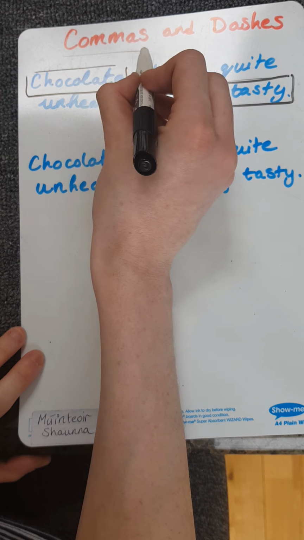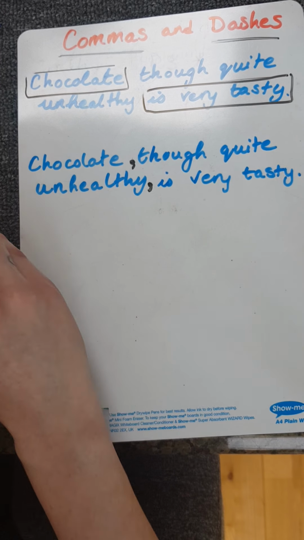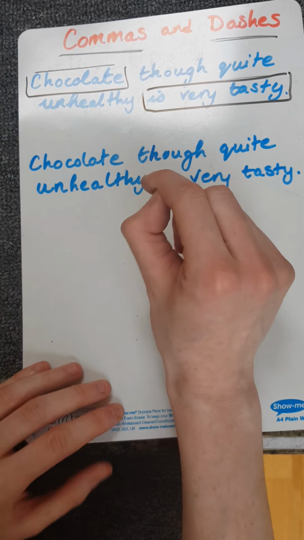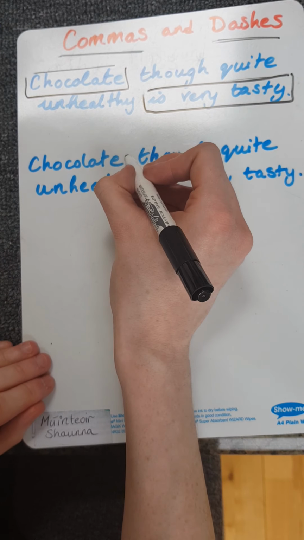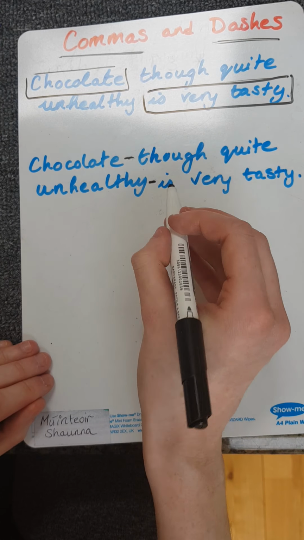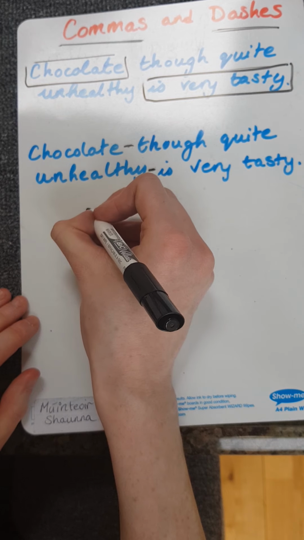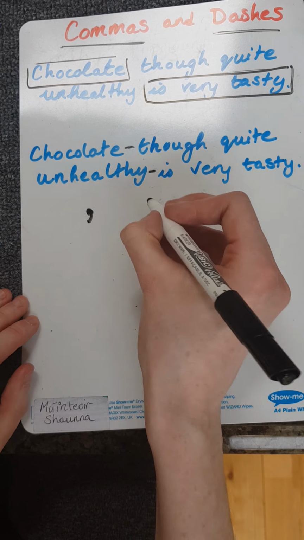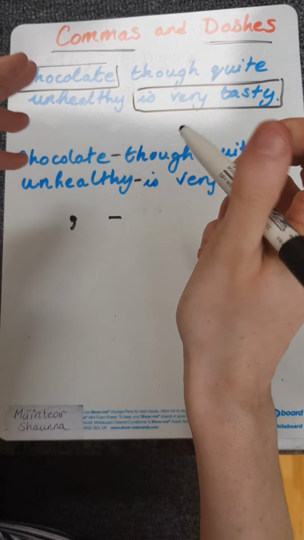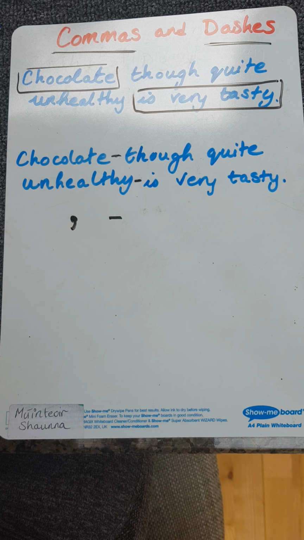Now, a dash is the same thing. They're interchangeable. So I can get rid of these two commas here and I can put in a dash instead. Chocolate, dash, though quite unhealthy, dash, is very tasty. All right, so your comma is this one and your dash is this one. Okay, and that's how you use them. You put them at the start and at the end of the extra information which is in your sentence.